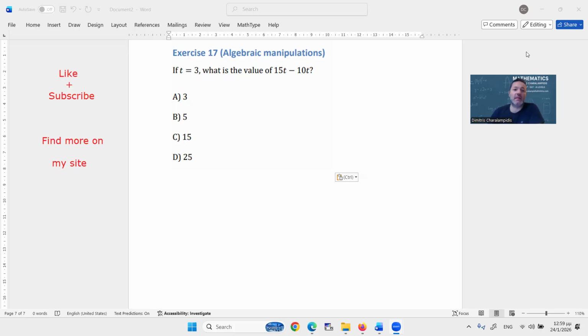What it says is that if t equals 3, so we were given a specific value of the variable, what would the value of 15t minus 10t be?